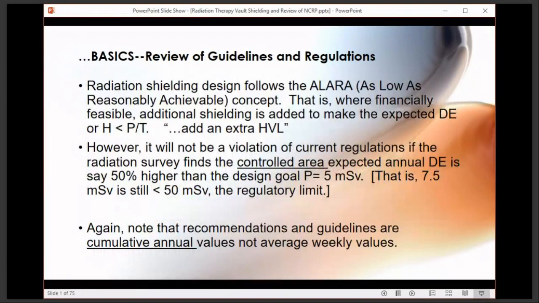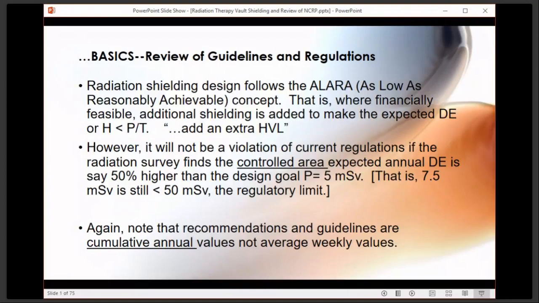Radiation shielding designs also always follow the ALARA concept, as low as reasonably achievable. And basically what that says is, if it's financially feasible, adding additional shielding to bring this design down even a little more is what they would recommend, as low as reasonably achievable. And often that translates into adding an extra half-value layer of shielding material. It somewhat depends on how the designer went about designing too, in terms of whether they need to do that extra step. They may have made it into their calculations from the very beginning.